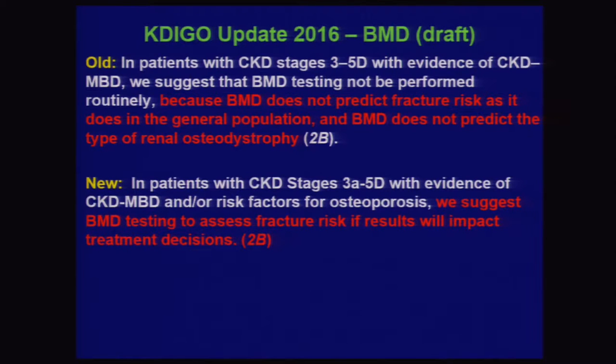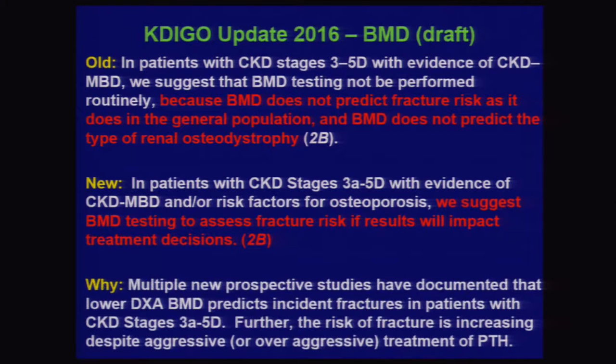states the following. In patients with CKD stages 3A through 5D, with evidence of MBD and/or risk factors for osteoporosis, we suggest BMD testing to assess fracture risk if the results will impact treatment decisions, also graded 2B level evidence. And the reason why this guideline was updated is that multiple new prospective studies have documented that lower BMD by DEXA predicts incident fractures in our patients, and further, that the risk of fracture is increasing despite aggressive or over-aggressive treatment of PTH.